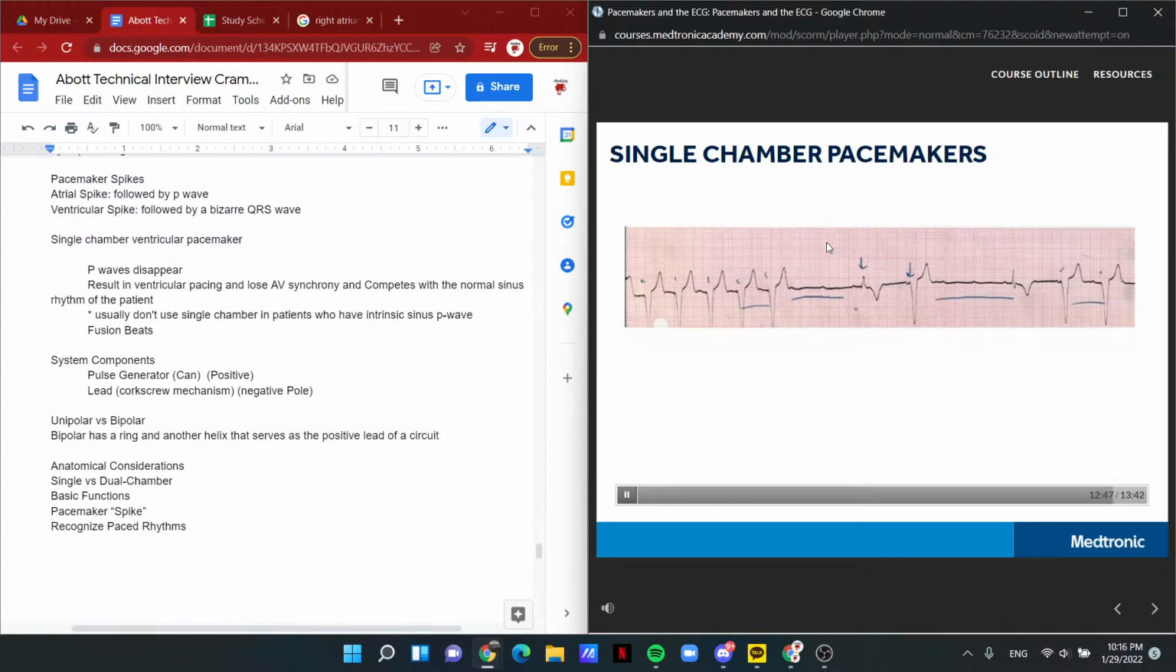In this case, the interval between beats is much longer than we expect it to be, and this may be a sign of oversensing that results in inhibition of the pacemaker output.